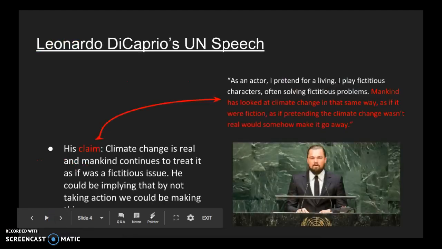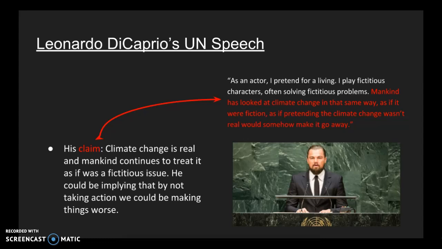So let's take a closer look at Mr. Leonardo DiCaprio's UN speech. We have previously watched his speech and answered some questions, because we were identifying what rhetorical appeals he used, ethos, pathos, or logos. Now we're going to be looking at his claim.